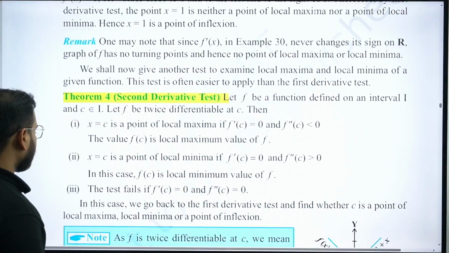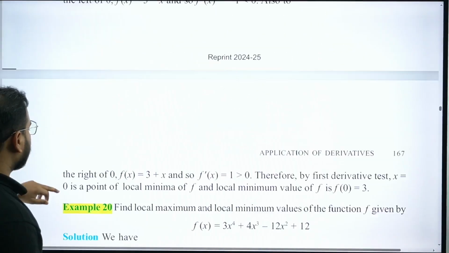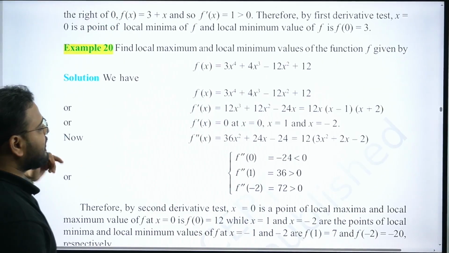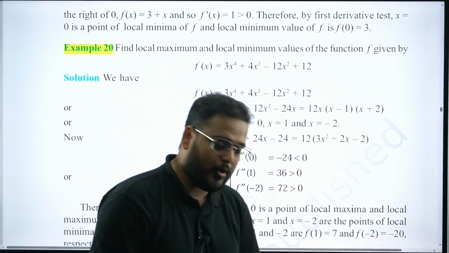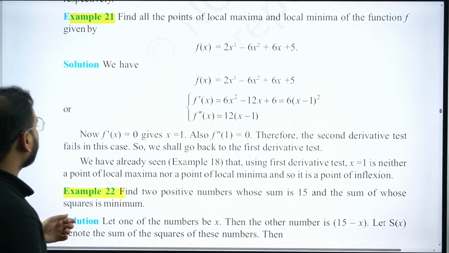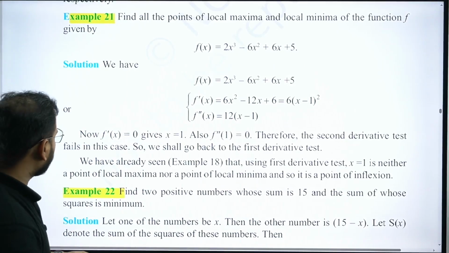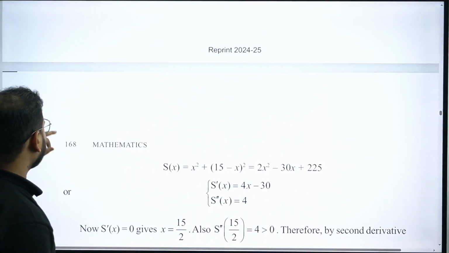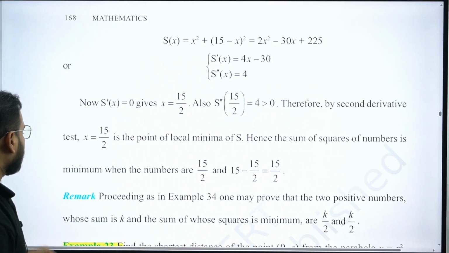Chaliye. What else is there, sir? We have example number 20. Please solve this. Example number 20 also very, very important. What else, sir? 21 also very, very important. Please solve 22. Yes, I've taken almost all the examples. Sorry, but you have to do this. 23 also.